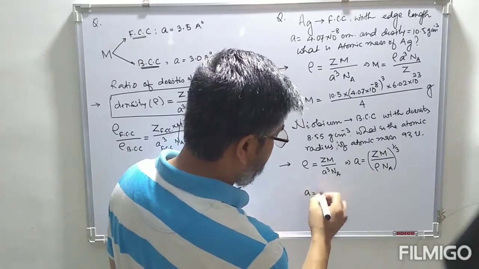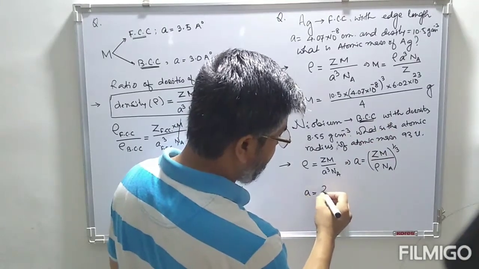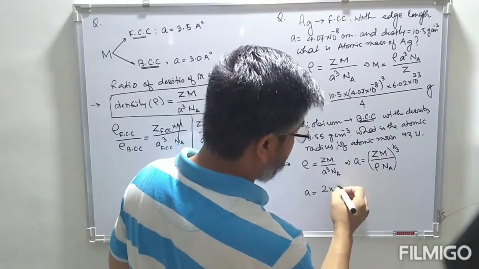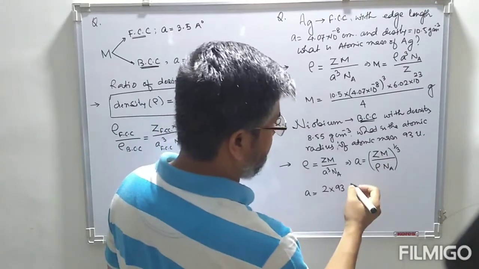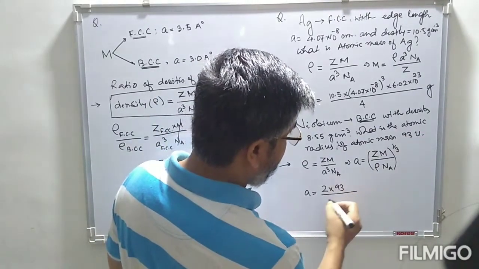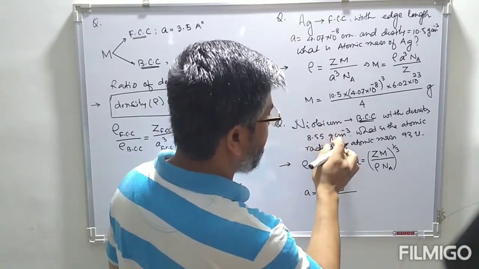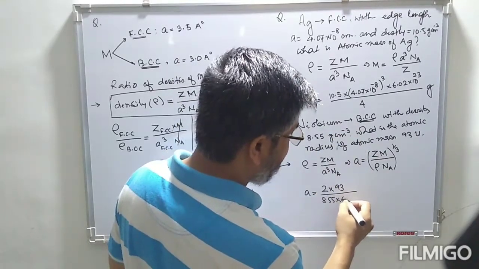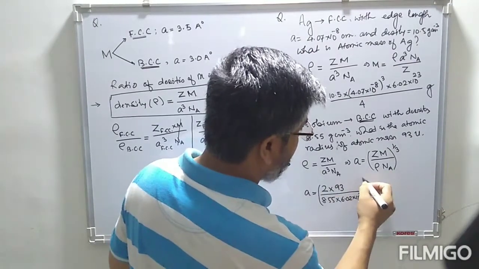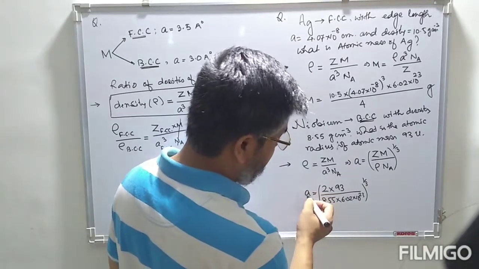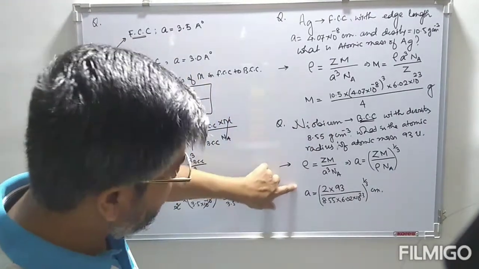So therefore, look at this, A is equal to, for BCC, Z equals 2. So we have 2 into mass, that is 93. So the gram atomic mass of the element is 93 gram, divided by density, 8.55 gram per centimeter cube, into 6.02 into 10 to the power 23, all to the power 1/3. So this is the edge length. This must be in terms of centimeter.